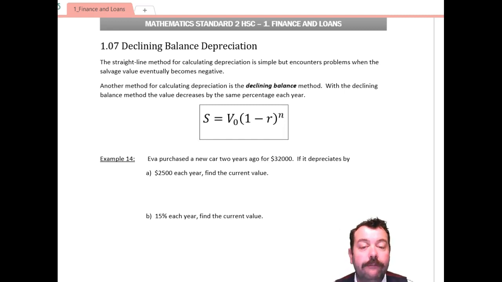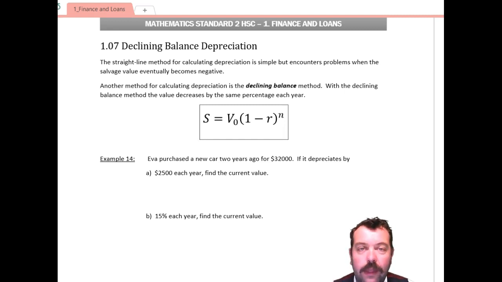The abbreviations are very much the same as they were for straight line depreciation. Namely, capital S represents the salvage value, the value of this goods or asset at some point in the future. V0 is the initial value of those goods or asset. R, in this case, is the rate of depreciation, different to the amount of depreciation, that capital D that we used last time. This time it's likely to be a percentage. So we'll express R over 100 in the same way that we've had a rate of interest for simple and compound interest. And N is the number of terms.